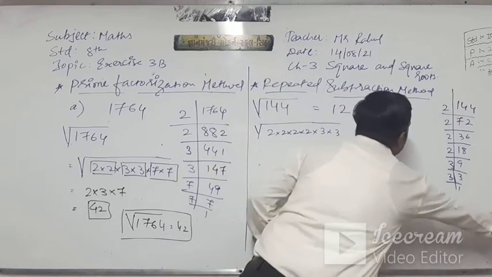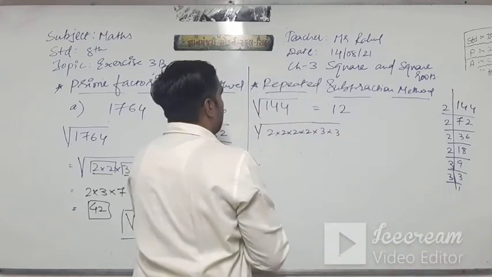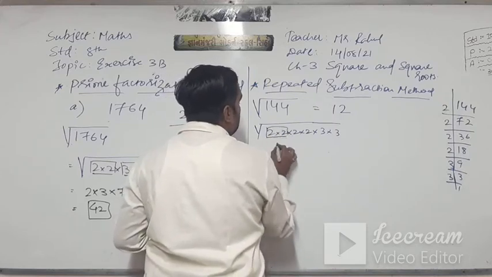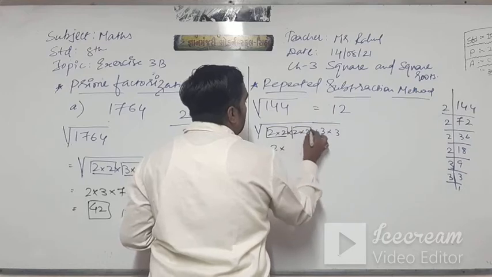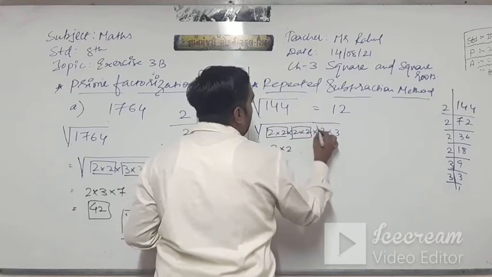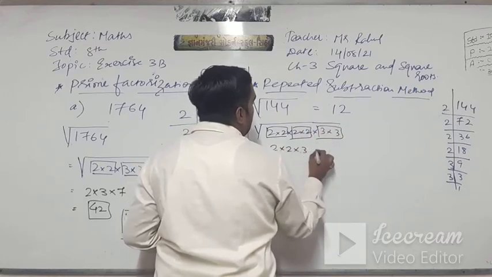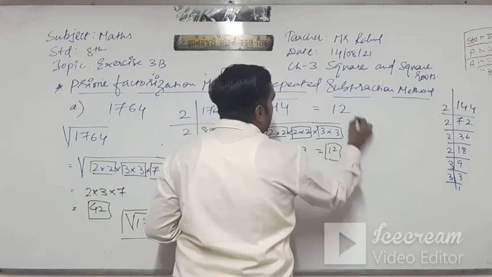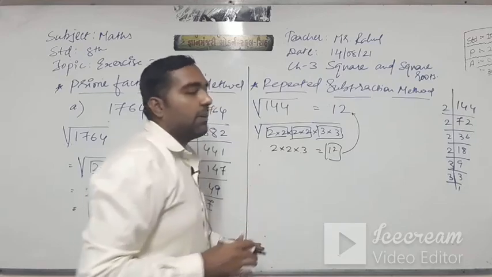So now, as we know, we have to take the pair of the numbers. There is a pair of 2s, and from this pair 2, and from this pair one of them, 3. So my answer is 2 2s are 4, 3 4s are 12, right? Okay, so this is the prime factorization.